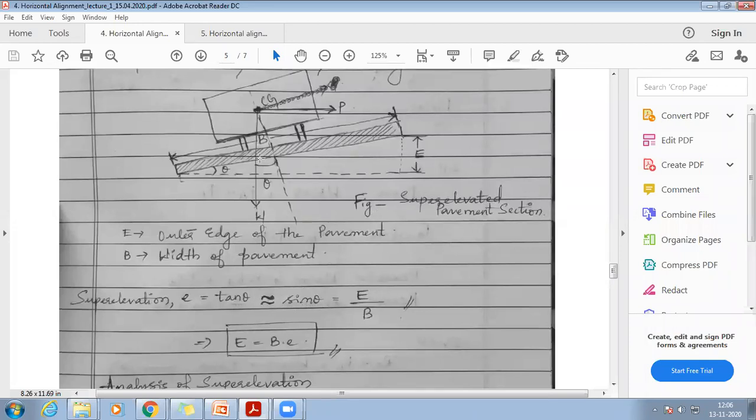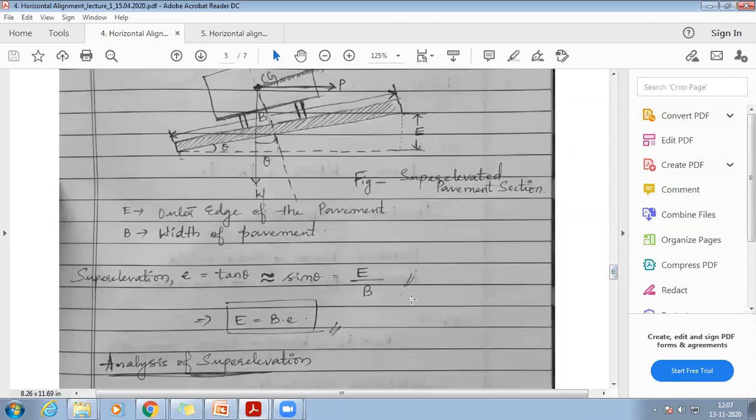So what will be sine theta from this triangle? This is theta with respect to the horizontal. Sine theta is opposite by hypotenuse. What is my opposite side? E, capital E. What is my hypotenuse? That is my B. So E by B. They have approximated tan theta to sine theta and derived the expression. So from this I can find the outer edge height, capital E, which will be B times small e. Is that clear? This is the small derivation.